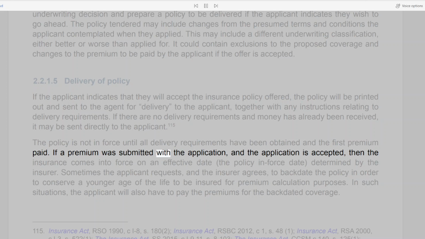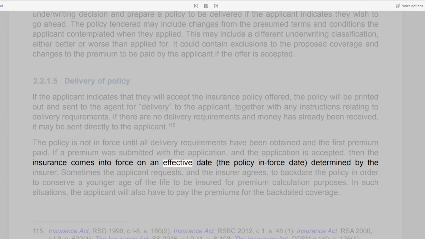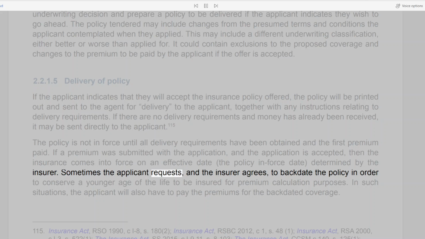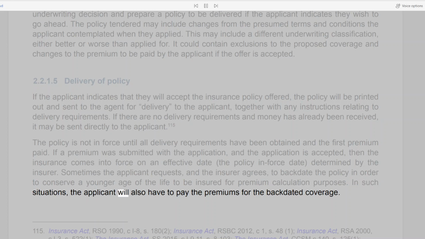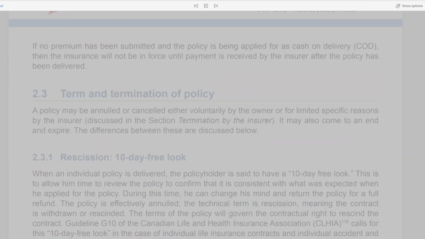If a premium was submitted with the application, and the application is accepted, then the insurance comes into force on an effective date, the policy in force date, determined by the insurer. Sometimes the applicant requests, and the insurer agrees, to backdate the policy in order to conserve a younger age of the life to be insured for premium calculation purposes. In such situations, the applicant will also have to pay the premiums for the backdated coverage. If no premium has been submitted and the policy is being applied for as cash on delivery (COD), then the insurance will not be in force until payment is received by the insurer after the policy has been delivered.